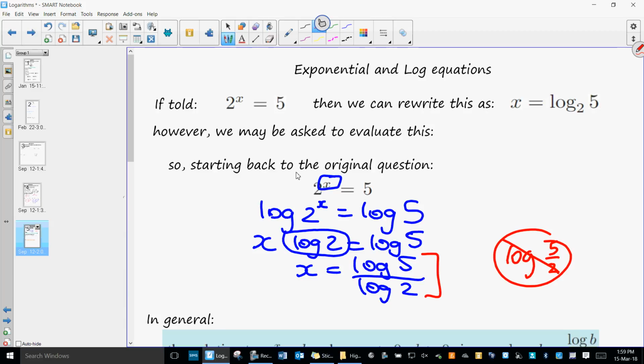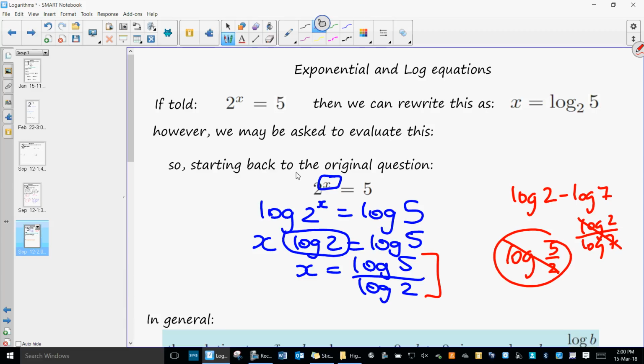If we had log of 2 take away log of 7, that's not log of 2 over log of 7. That's log of 2 over 7. This is separate. Okay, so this is a different kind of situation. This is log of a number divided by log of a number. Now this you would just literally chuck in your calculator: log 5 divided by log 2.